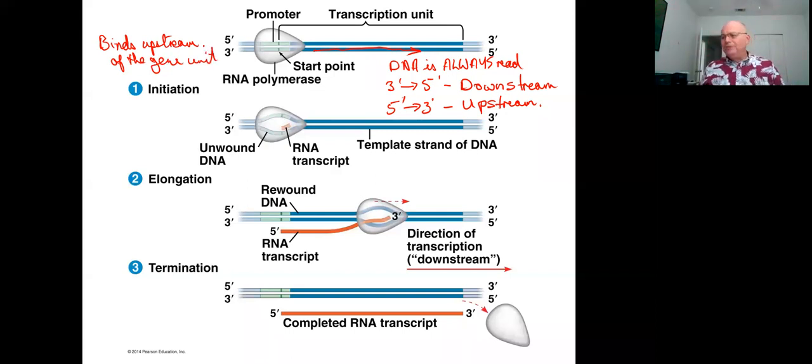So the RNA polymerase binds upstream of the gene unit, opens up the DNA, and starts reading the gene sequence from the initiation point of the gene, and starts assembling the transcript on the basis of the sequence in the template strand.